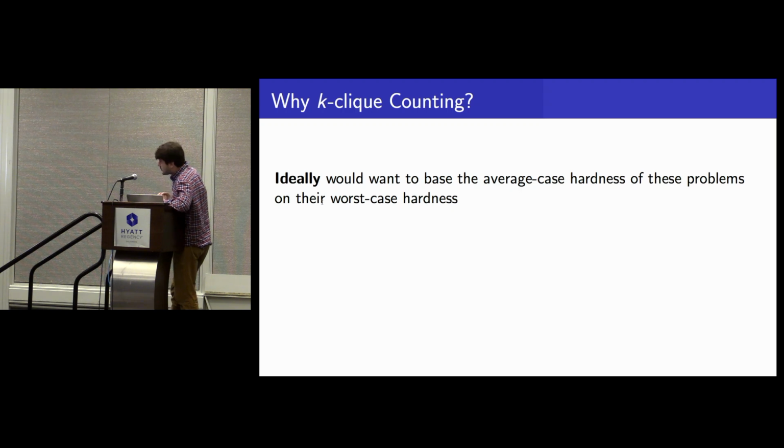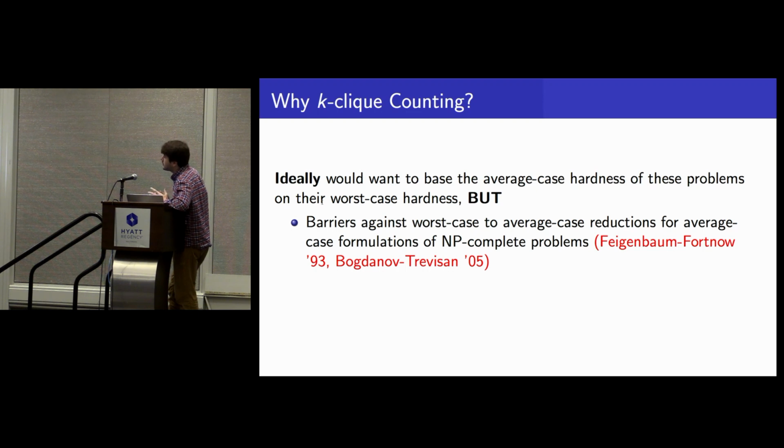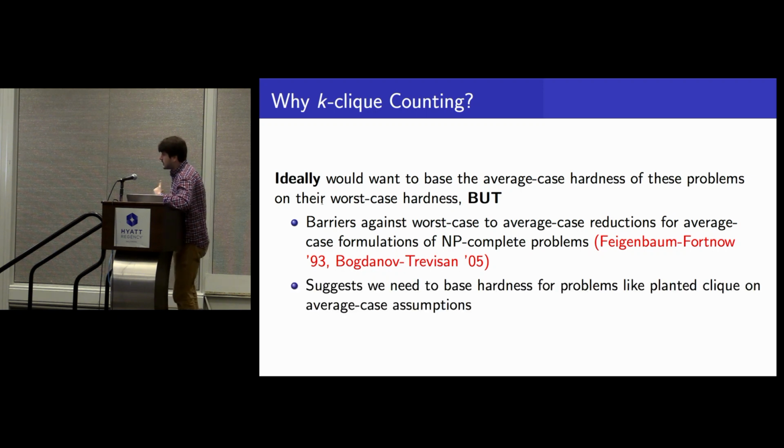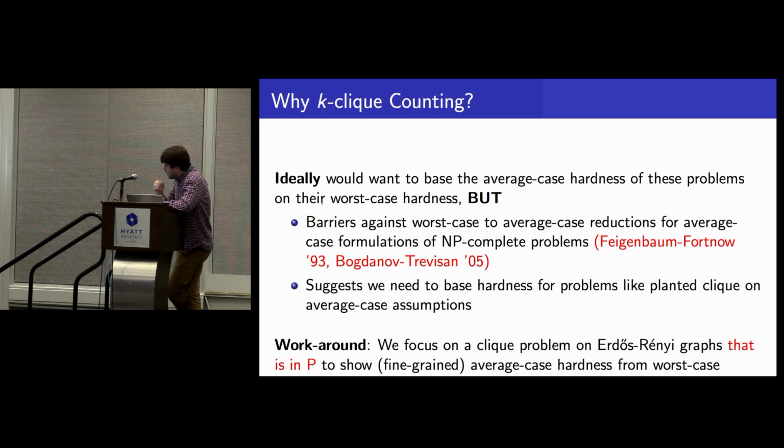Now, ideally, we would want to base the average case hardness of these clique problems on Erdos-Renyi graphs on their worst case hardness. But unfortunately, there are known barriers against proving worst case to average case reductions for average case formulations of NP-complete problems, such as deciding whether there is a clique in this case. And so this would suggest that we would need to base hardness for problems like planted clique on average case hardness assumptions. But in this work, we work around this, and we will focus on a clique problem on Erdos-Renyi graphs that is in P.